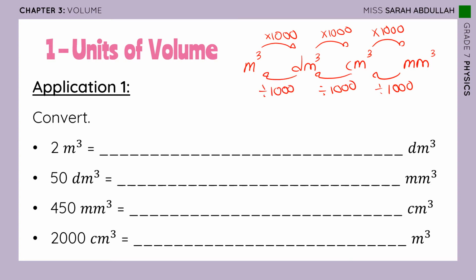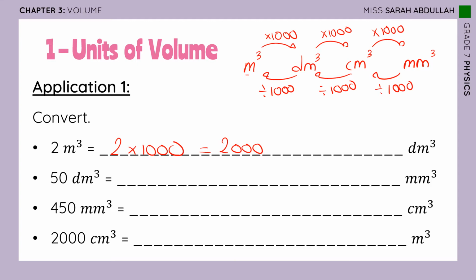So I have 2 meter cube, or cubic meter, you can call it this or that, equals how much decimeter cube? So I'm going from meter cube to decimeter cube. How many steps am I taking? Only one step. So I multiply by 1,000. 2 times 1,000 equals 2,000 decimeter cube.